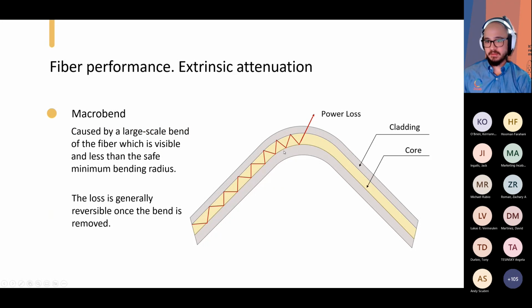And so here you can kind of see how that happens. When you bend the fiber, you affect that critical angle, and so once you reach a certain point, you exceed the critical angle and therefore lose the light.